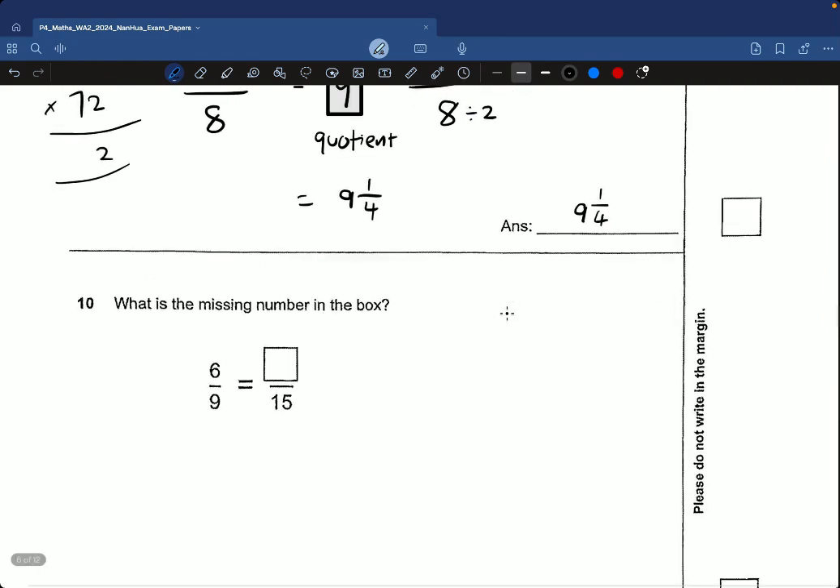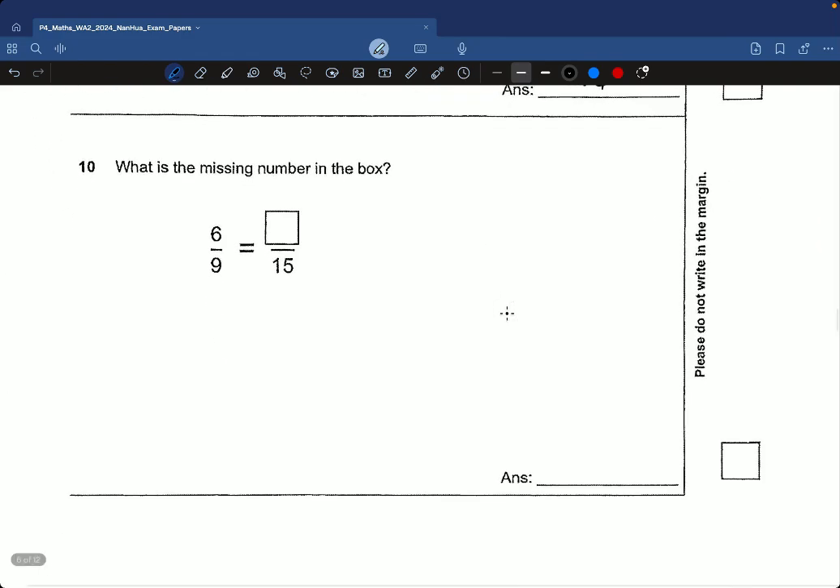All right, so let's move on to the next question. Question 10. What is the missing number in the box? We have 6 and 9, and suddenly it becomes 15 and something else. So how do we get into 15?